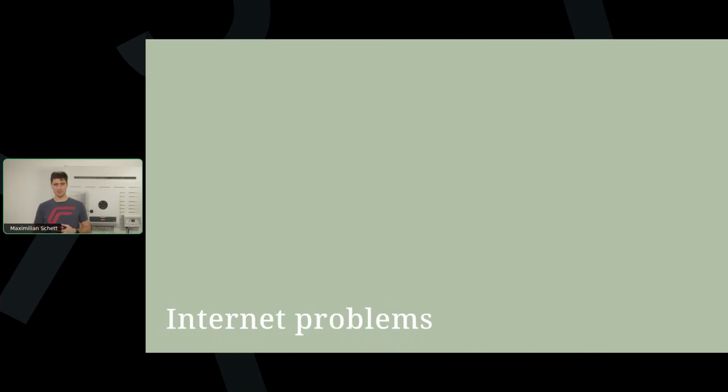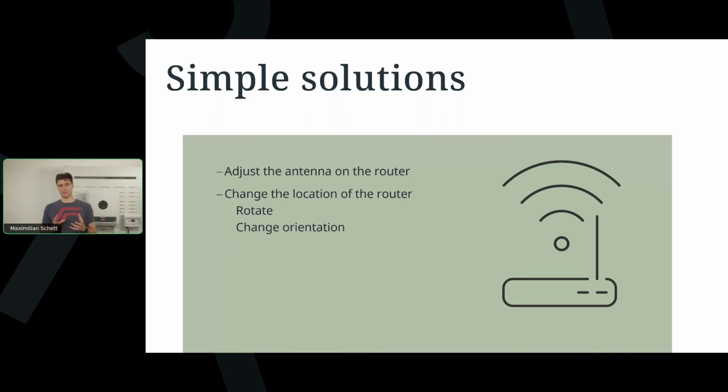And last but not least, in this point, how to help yourself, also take a look at internet problems and what you can do. Again, those are the things that I'd say you as a PV owner can do without calling an expert. You can just try, and probably those simple solutions already help. First of all, take a look at your Wi-Fi router. If the internet connection is bad, maybe you can adjust the antenna on the router itself. Maybe you can also change the location of the router.